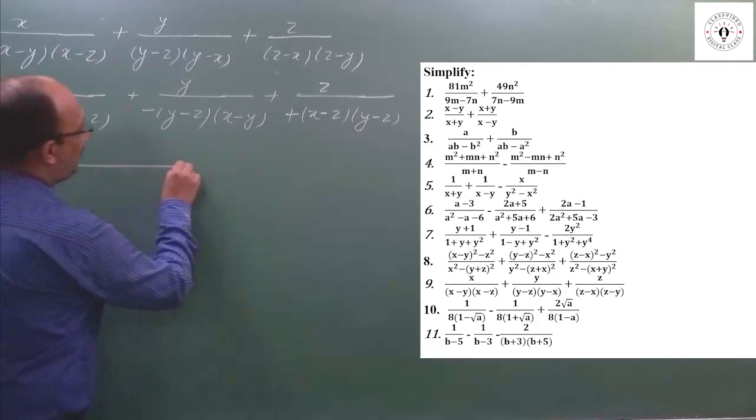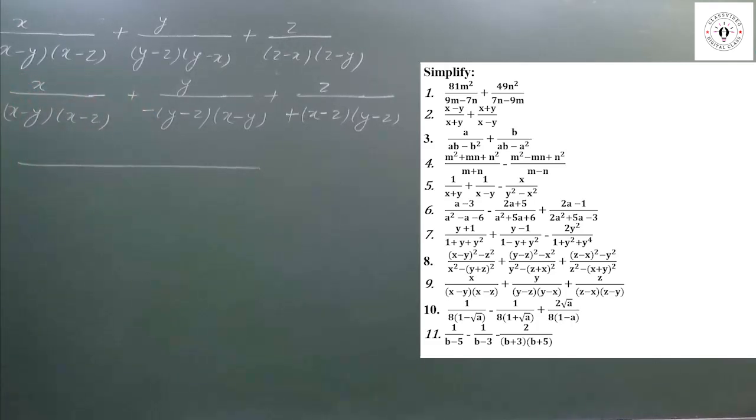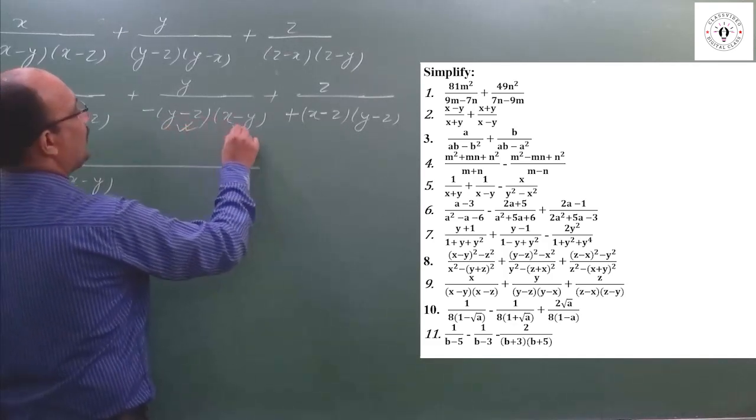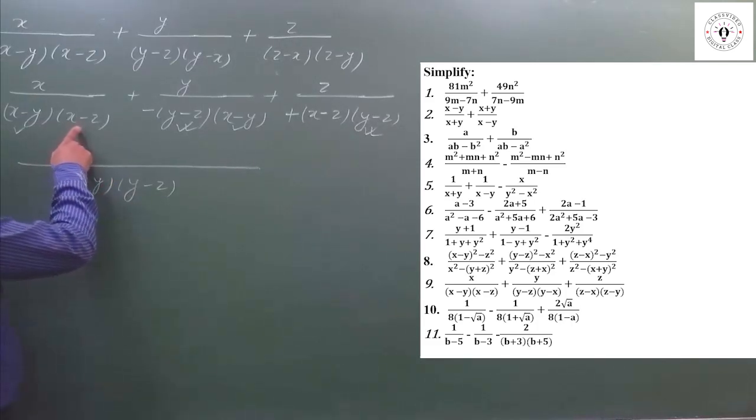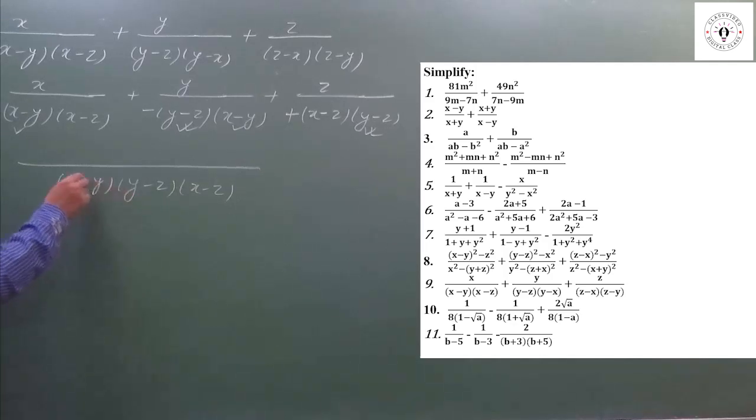Now take the LCM. LCM means common factor into remaining factor. But you know that even if it is common in two denominators, we write it only one time. So x minus y is common factor from first two denominators. Similarly, y minus z is common factor between second and third denominator. Now what is left? X minus z, and here also x minus z. This is the LCM. Which factor is not here from the LCM? Check. Y minus z. So this x should be multiplied by y minus z.